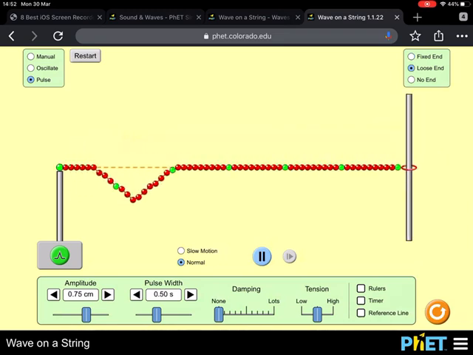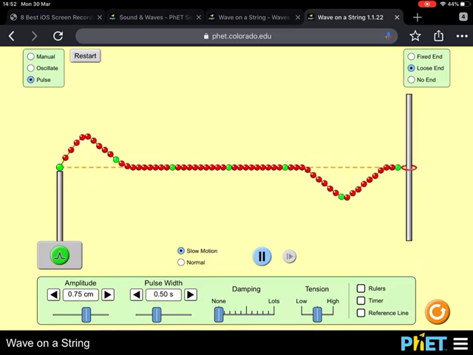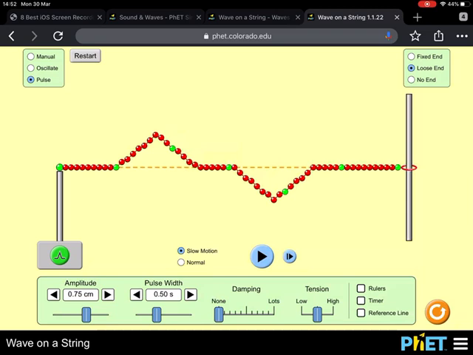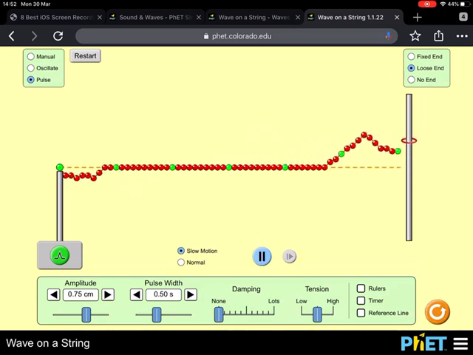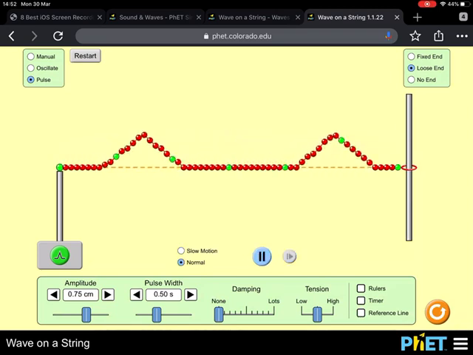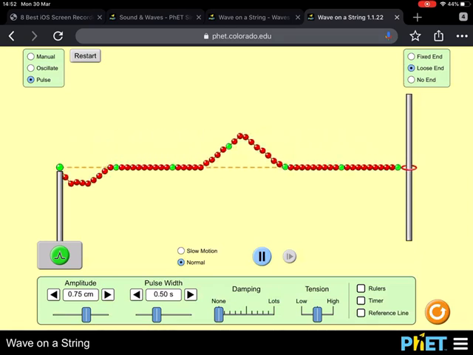And when I've got a pulse coming that gets reflected coming back, I'm going to create another pulse. You create a pulse by tapping on that button. Now I'm going to click on slow motion. What you've just seen is destructive interference. I'm going to start again and show you constructive interference. Okay.